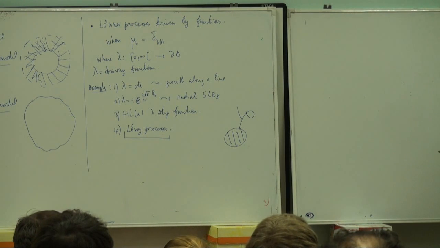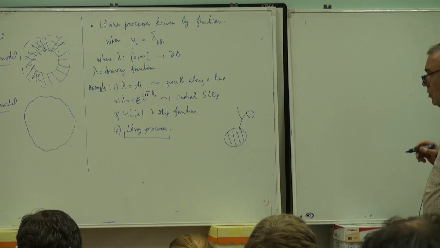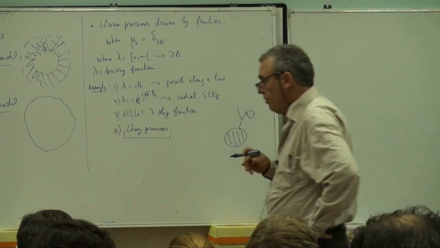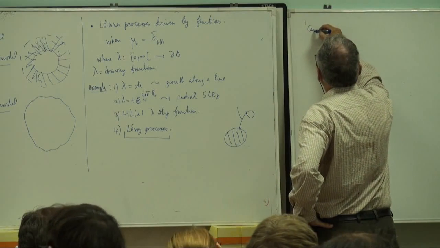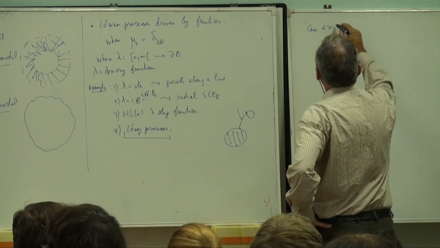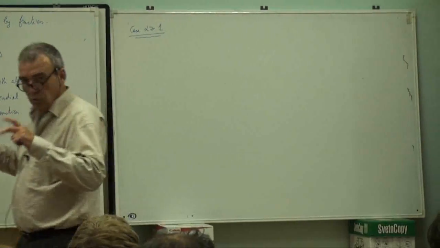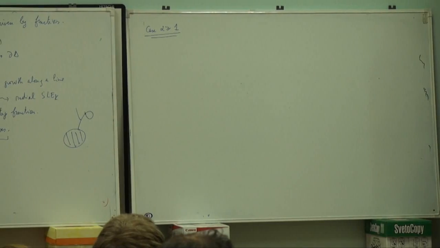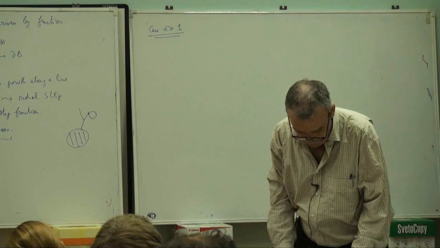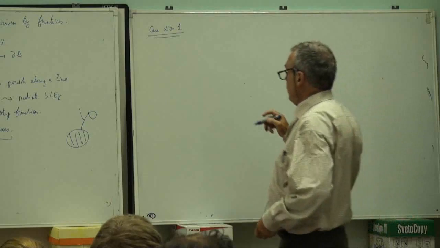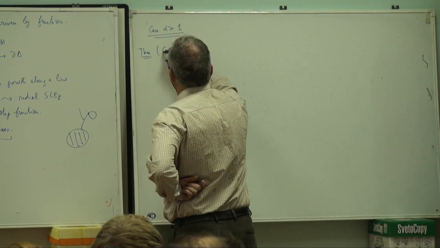Okay, so what is the plan for today? I would like to speak about the case alpha greater than 1, and to show that the growth is controlled. The first theorem will be of Carleson and Makarov.